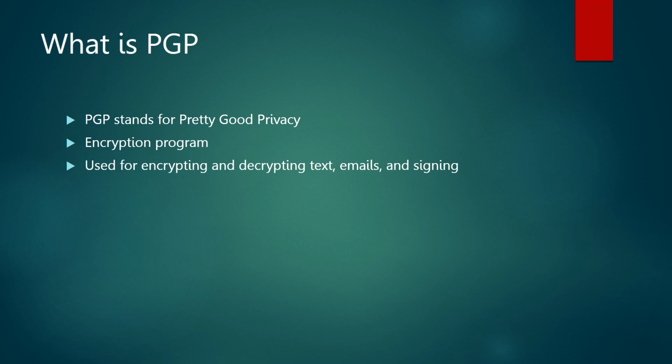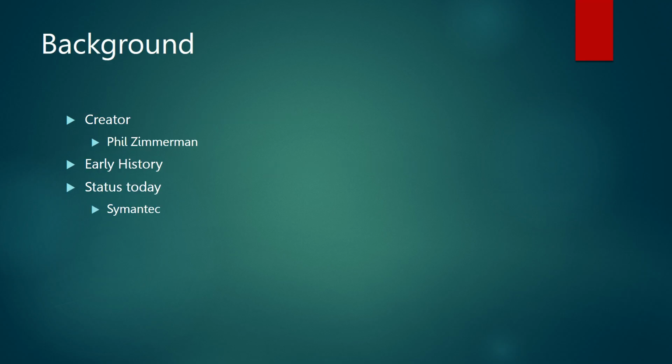First off, what is PGP? PGP stands for Pretty Good Privacy, and it's an encryption program used for encrypting and decrypting everything from text to emails. You can do digital signatures with it, certificates, and so on.